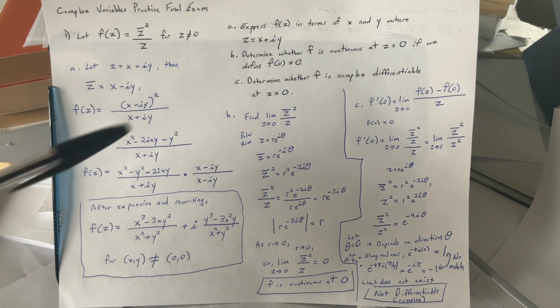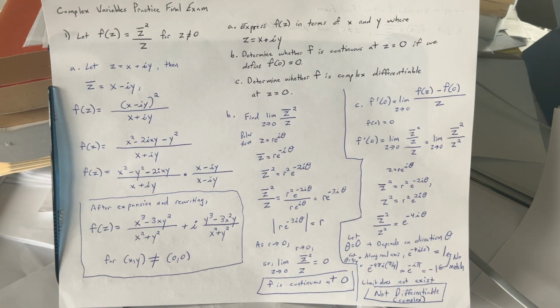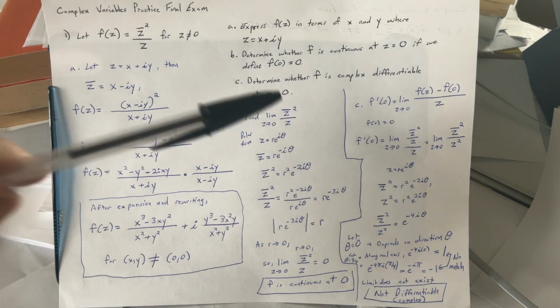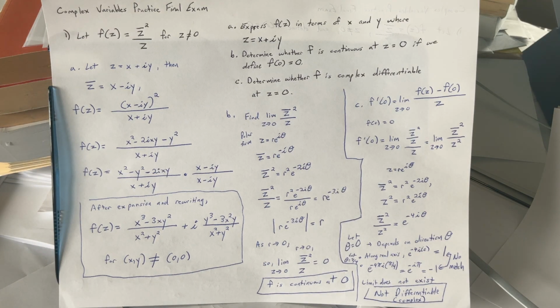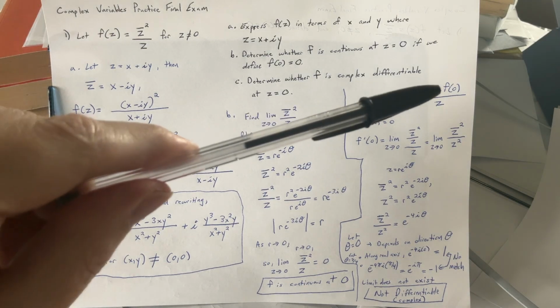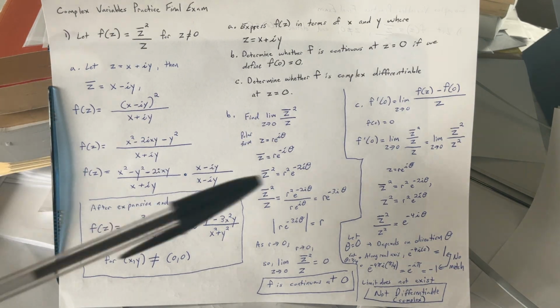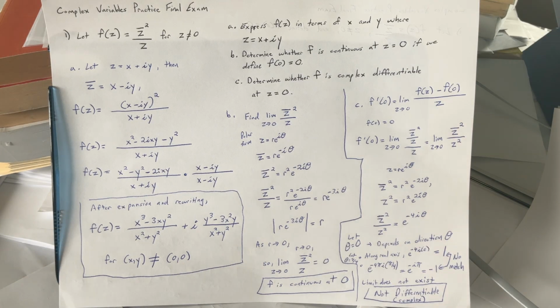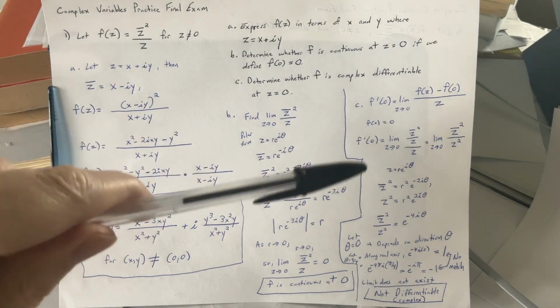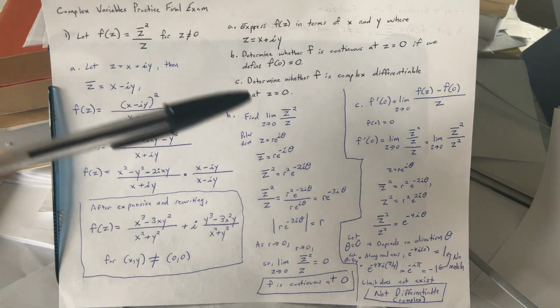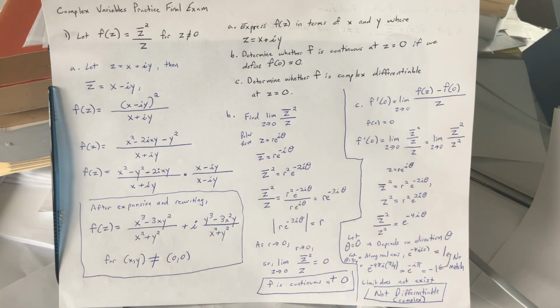Okay. Letter C, determine whether f is complex differentiable at z equals 0. So what we would do here, f prime of 0 equals the limit as z goes towards 0 of f of z minus f of 0 over z. Remember, f of 0 is 0. F prime of 0, the limit of this, we have that z bar squared over z. That becomes a limit as z approaches 0 of z bar squared over z squared. Change to polar again, and we get e to the negative 4i theta.